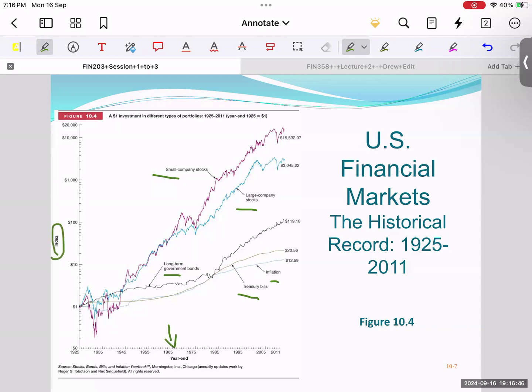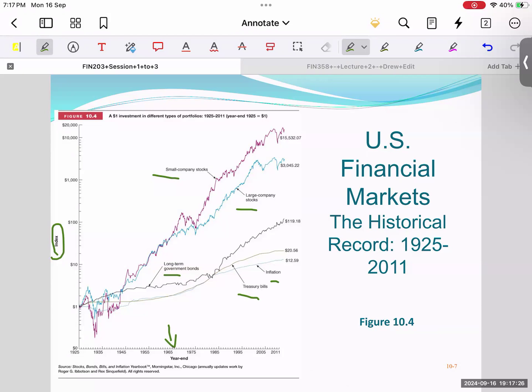So I have a question for any of you. Remember we mentioned earlier that risk and rewards are proportional? The more risk you take, the more rewards you get. So based on this graph itself, which type of stocks or bonds do you think is the highest risk? Small companies? Thank you. That's right. Small companies.